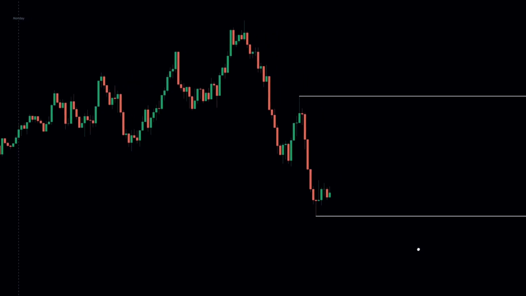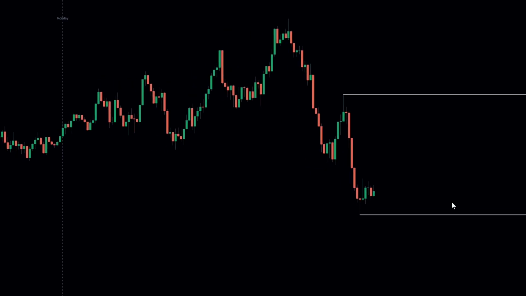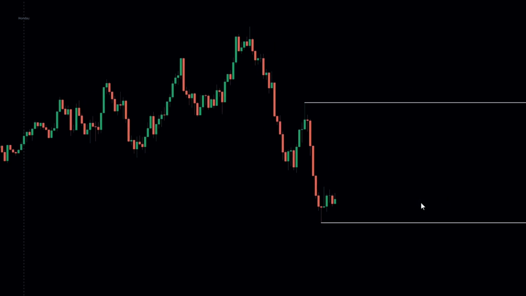Now we wait for the market to open and see whether it breaks the buy side or sell side liquidity. If sell side liquidity is taken out, we look for a long position. If buy side liquidity is taken out, we look for a short position. So we sit tight and wait.